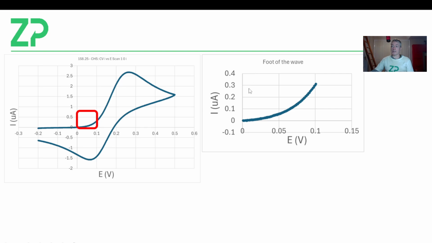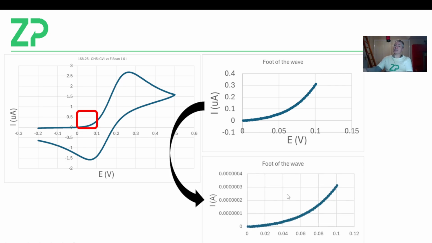All right, so I've got my full set of data for my particular experiment, but this person doesn't want to analyze the mixed region or the mass transport region. They just want to do the foot of wave analysis. So you can see here, I've grabbed the data that looks primarily like the foot of wave. And then I've started to move it into SI units, because the units in my voltammogram were microamps. So I just divided it by 1 million to get it into amps.